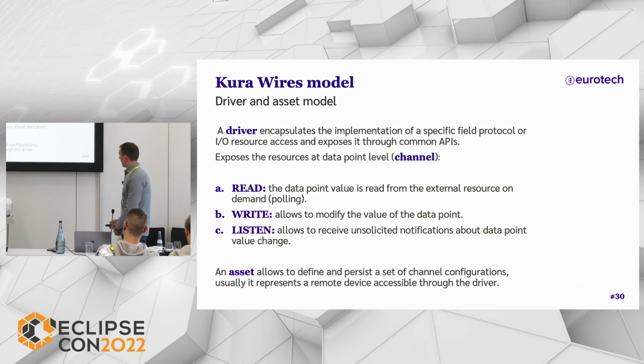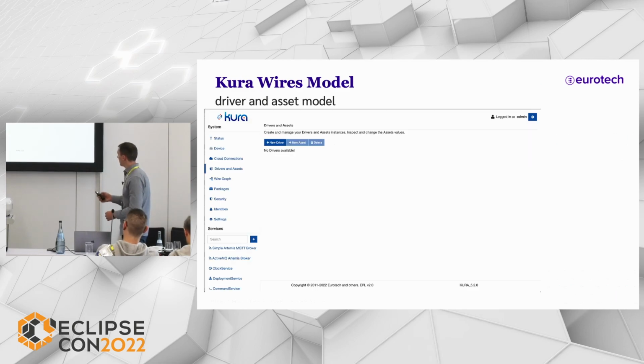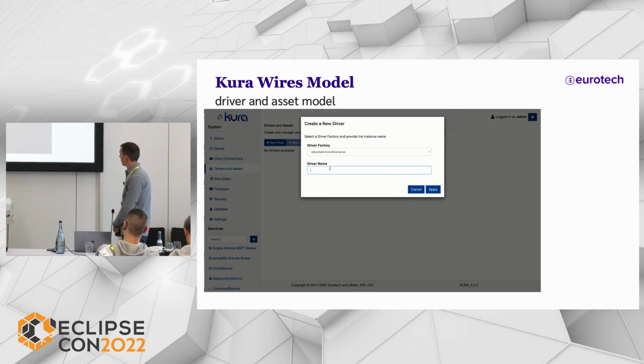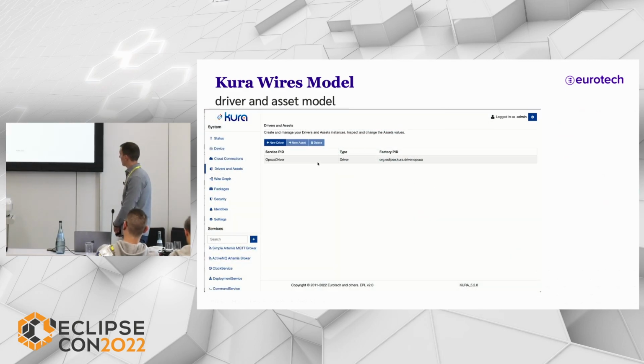An asset is another abstraction that groups a set of data points and persists them. Usually an asset represents an actual remote device accessible to the driver. But let's see how this is configured in practice to get a better understanding. For example, suppose that I want to use OPC-UA. I will need to create an instance of the OPC-UA driver.